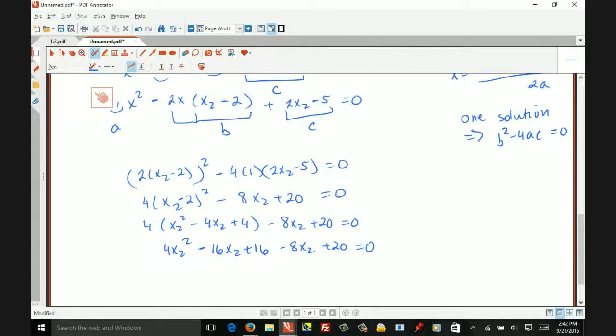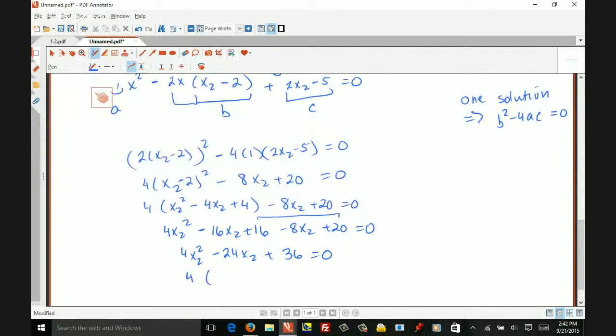Combine things. What is a 16 and a 20? 36. x2 squared, and minus 24, yeah, there's two of those, x2 plus 36 equals 0. Now someone said factor out that 4, so why not? What is 4 into 24? 6.